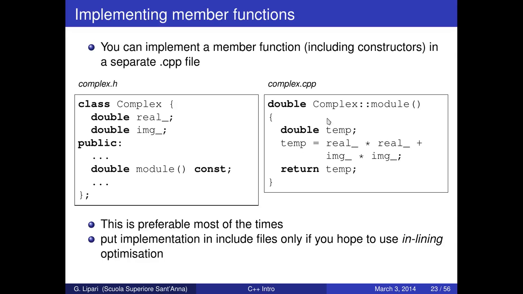So temp is going to be the local variable, real and imaginary you will find in the class. And of course, real and imaginary refer to the current object. So when I call module on an object of type complex, this module function will act on the real and imaginary part of that object on which I'm calling the function.